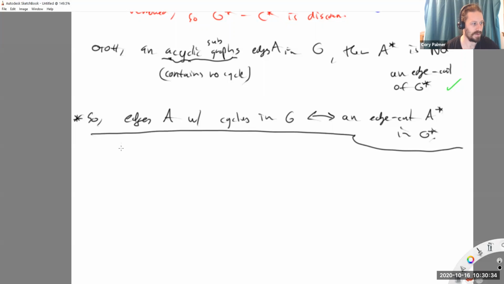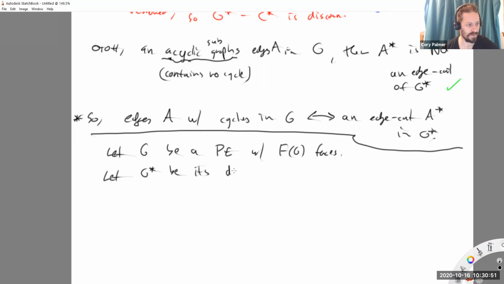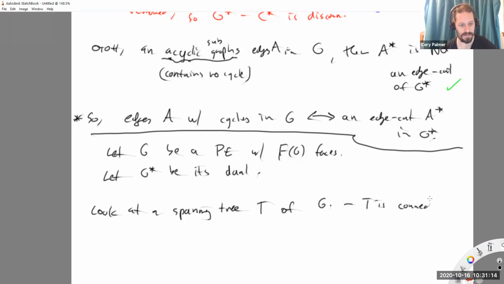Now, let G be a planar embedding with f of G faces, and let G star be its dual. Let's look at a spanning tree T of G. The spanning tree T of G is connected, not that important yet, and acyclic.